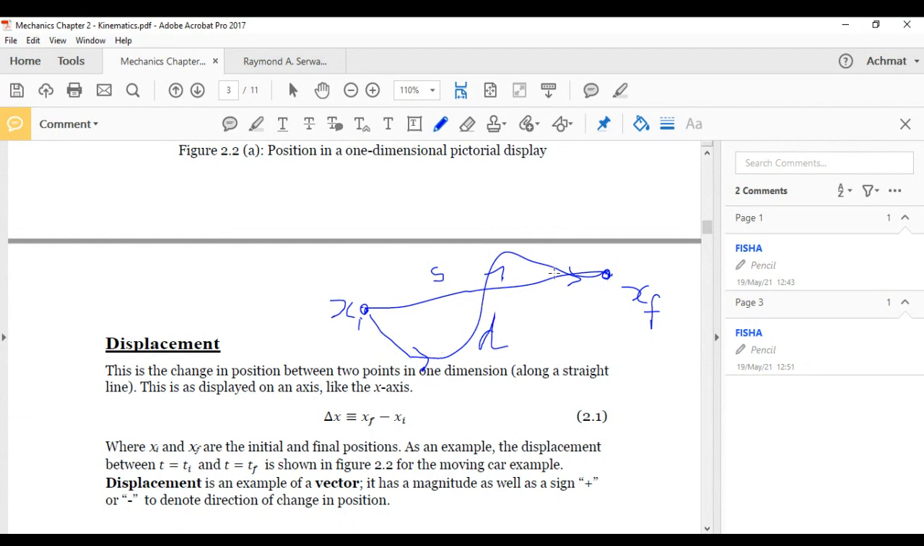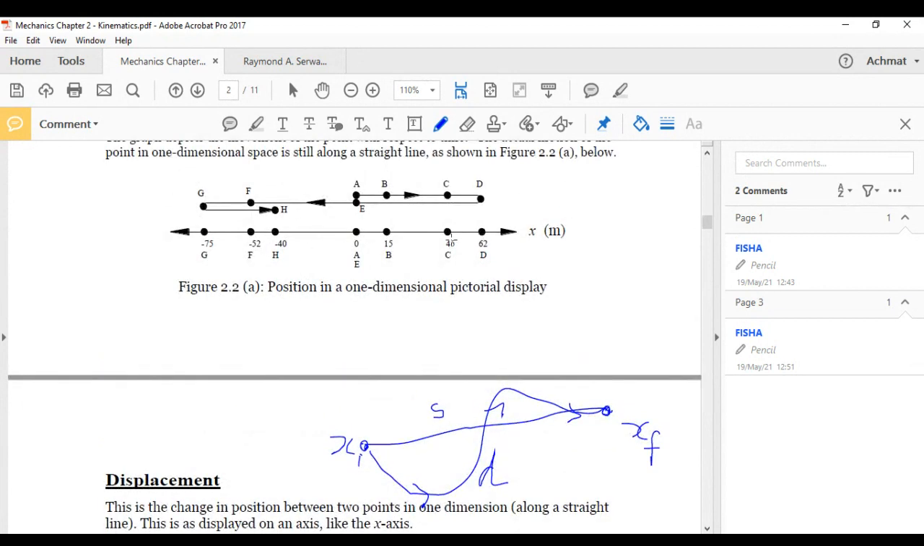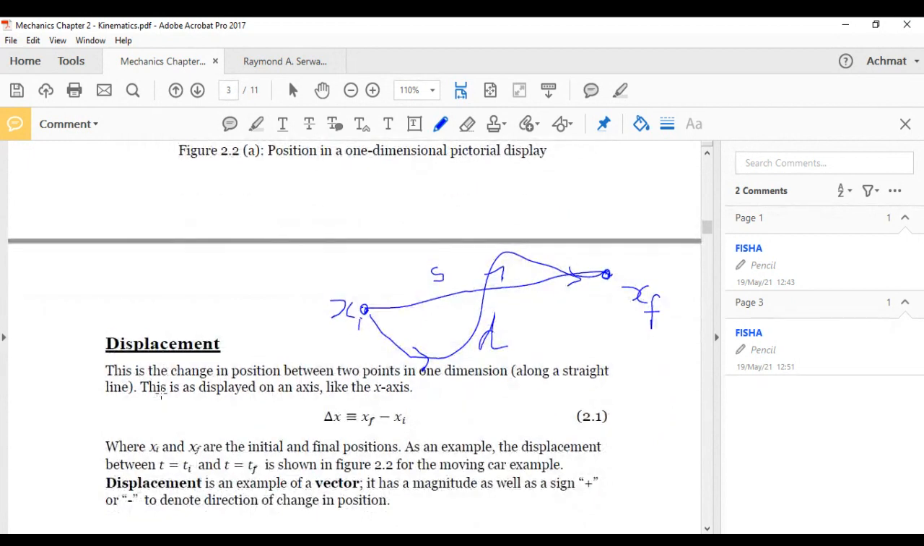So the distance is the actual path followed by the object, and the straight line from one position to the other, which is the shortest distance between 2 points, is called the displacement. Remember, we are talking about moving along one dimension. Can you understand the idea of a straight line? When we are talking about displacement, we are not talking about the actual paths followed. We are only talking about everything on a straight line, one-dimensional motion.